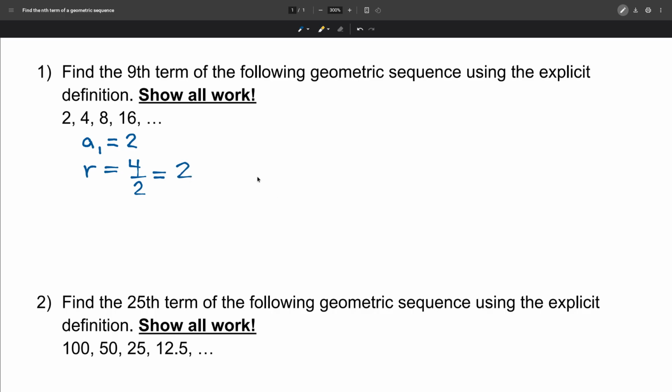All right. Once we get our explicit definition, we'll need to know what n is, and that's easy because we're looking for the ninth term. So our n is going to equal 9. So our explicit definition is going to be a sub n equals the first term, which is 2, times the common ratio, which is 2, raised to the n minus 1 power, for n greater than or equal to 1.